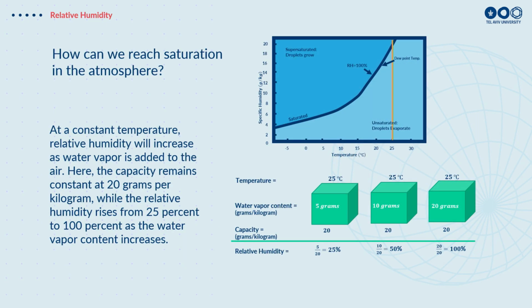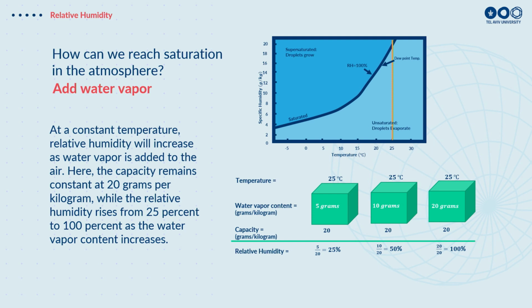So, as I mentioned, let's look at this in more detail. Firstly, how can we reach saturation in the atmosphere? The first way is by simply adding more water vapor. So let's look at this yellow line here we have on the plot. If we start here in these boxes, in the green boxes, and we keep the temperature constant. So for every box, the temperature is 25 degrees. But we add more and more water vapor each time.